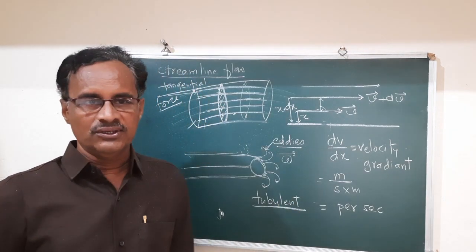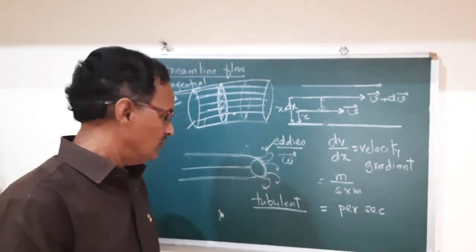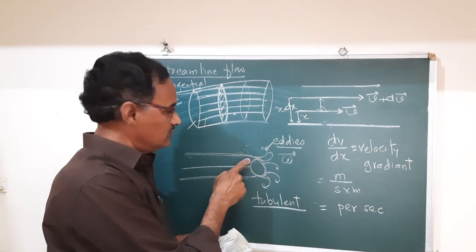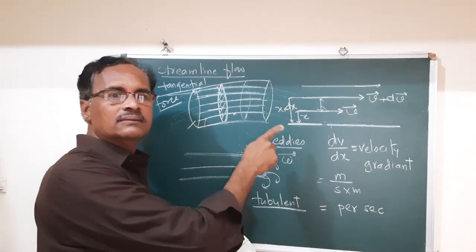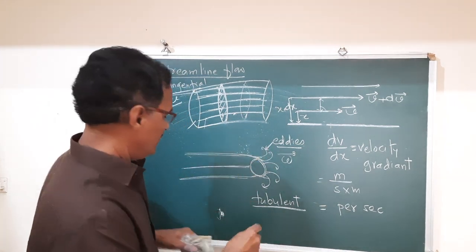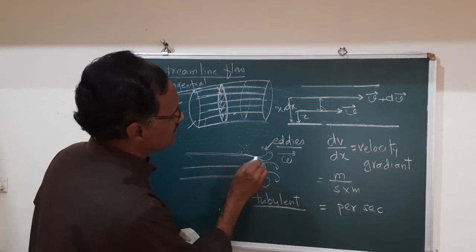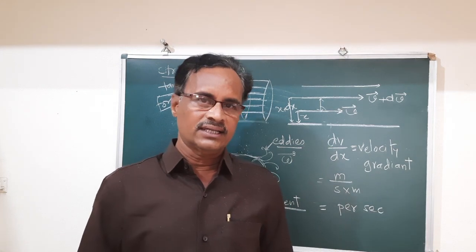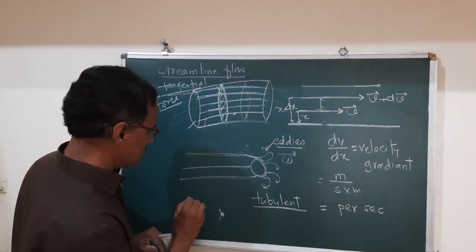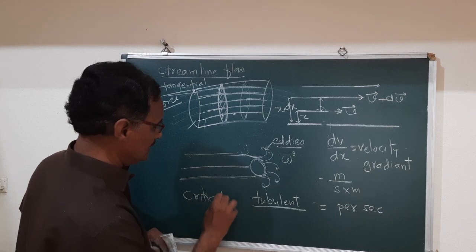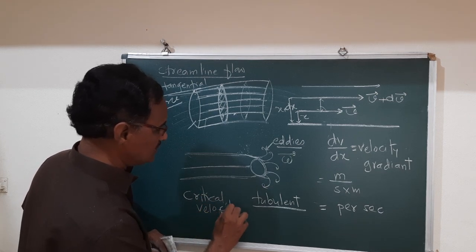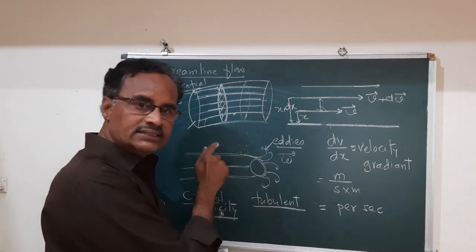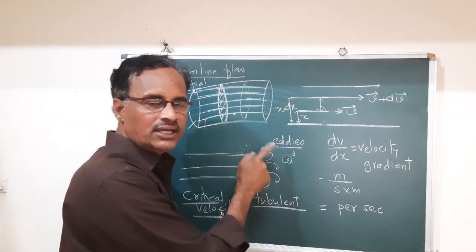It is called a turbulent flow. Again we can say that there is a certain velocity at which the streamline flow will become a turbulent flow, and that velocity is called the critical velocity. At the critical velocity, the streamline flow will become a turbulent flow.